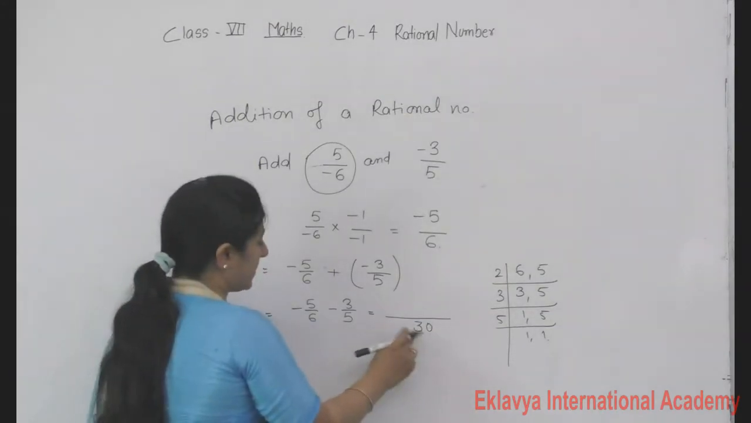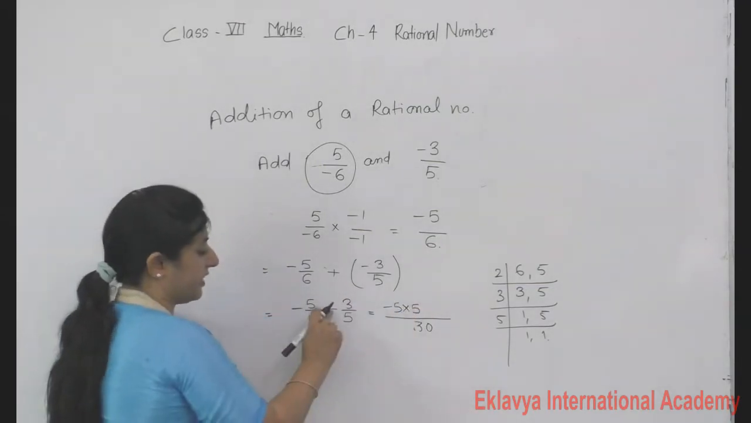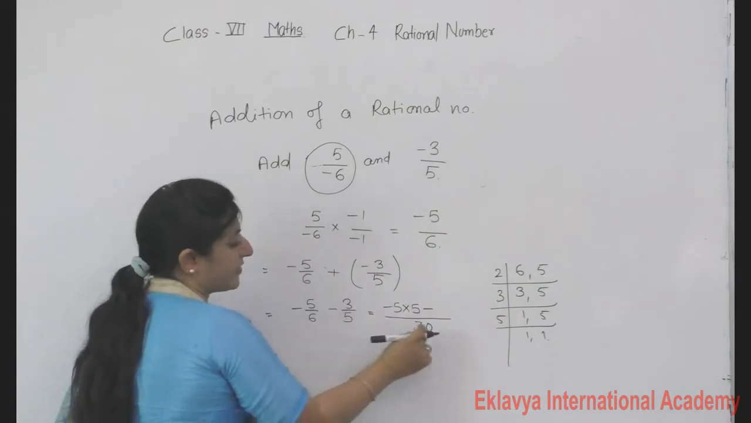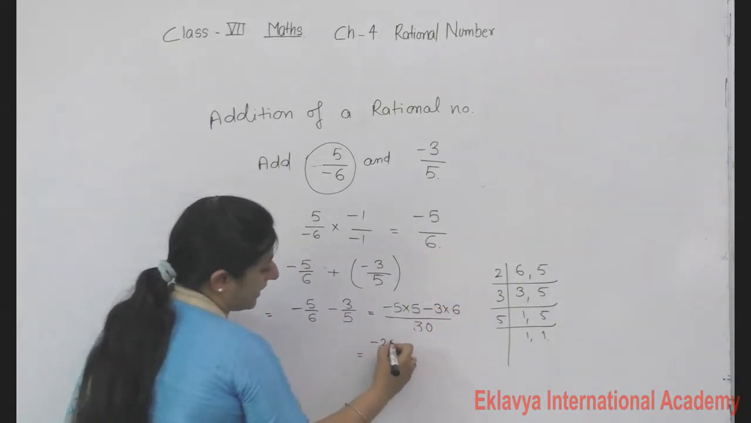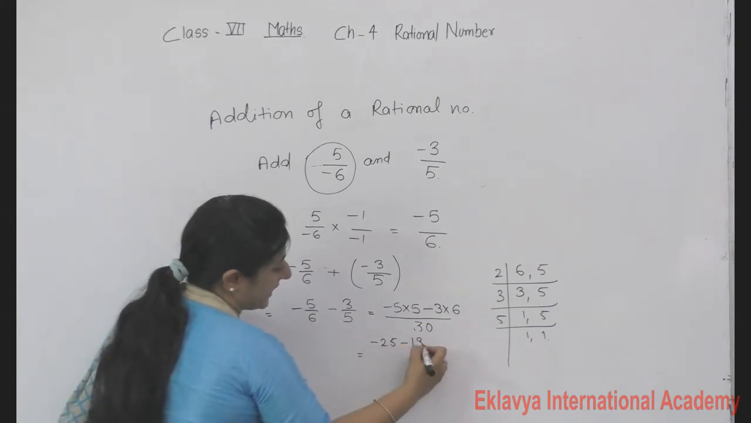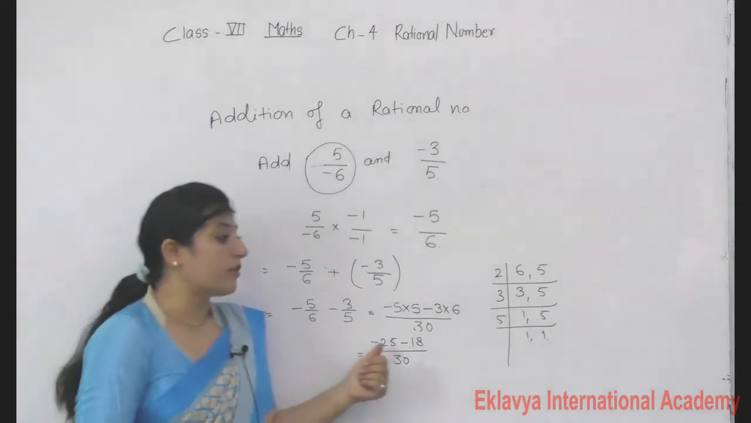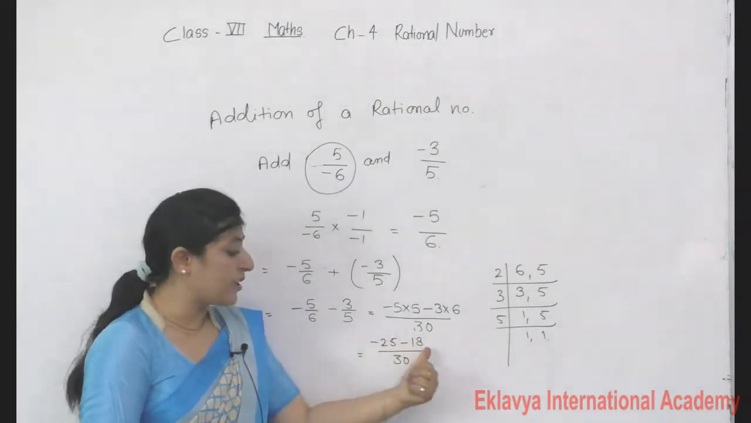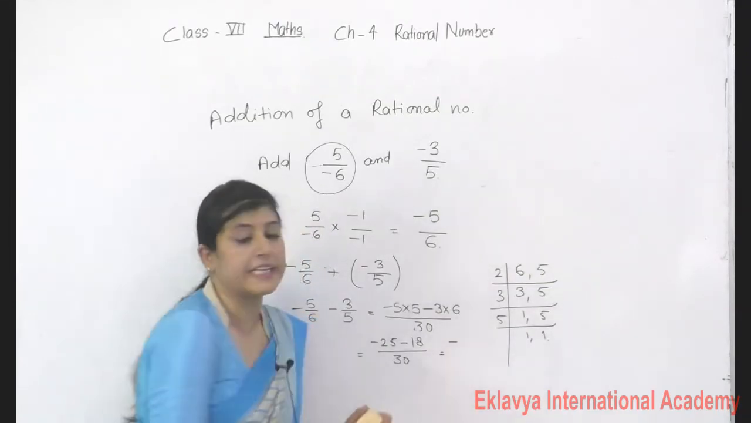6 fives are 30. Then minus 5 multiplied by 5. Again minus, 5 sixes are 30, it means 3 multiplied by 6. Minus 25 minus 18 divided by 30. One thing, see now how to solve it. Both values are minus, it means our answer should be negative.